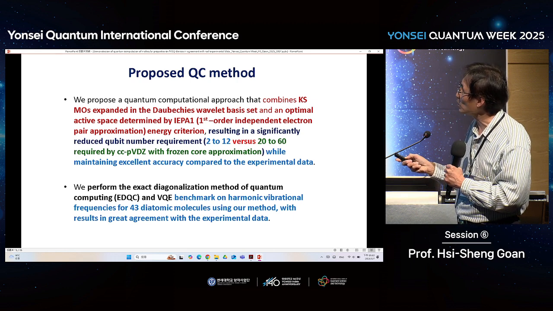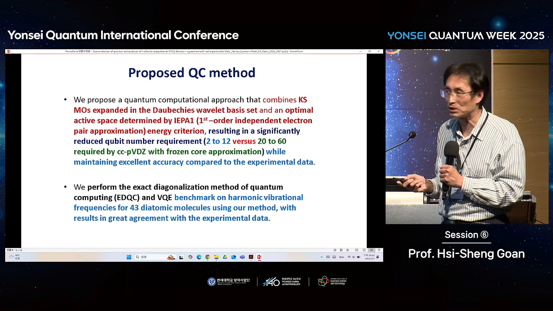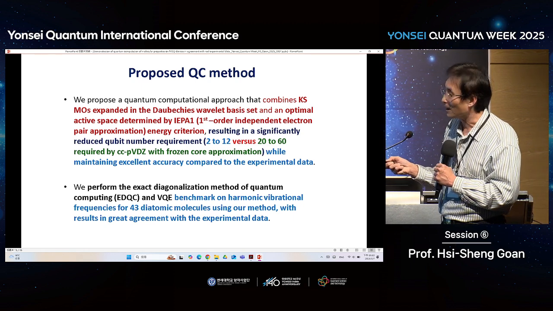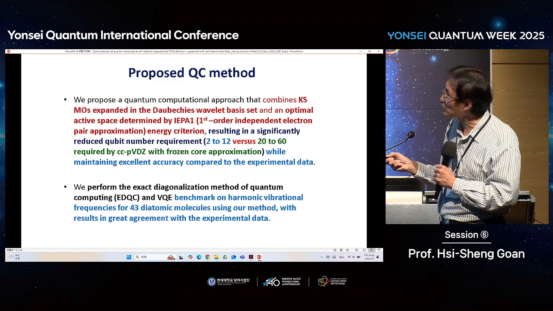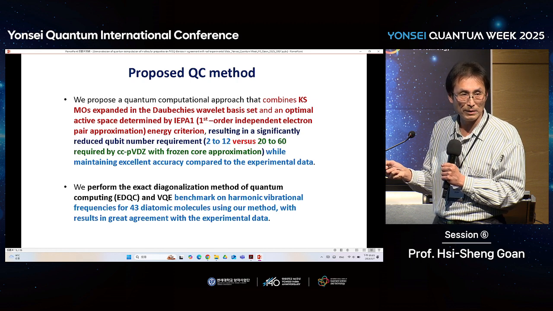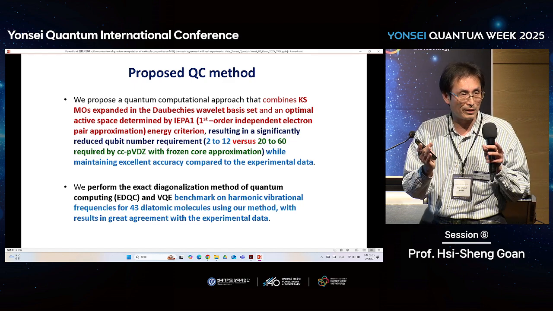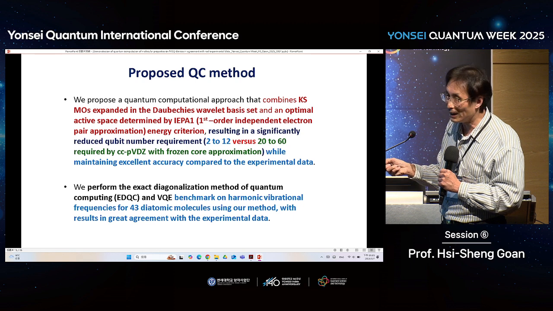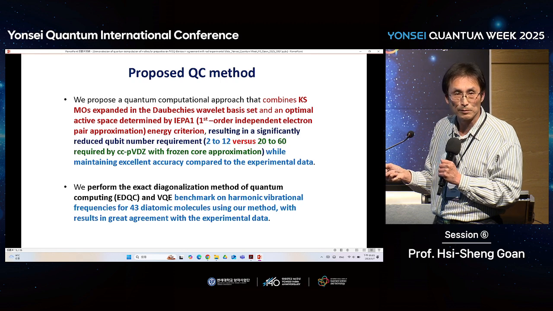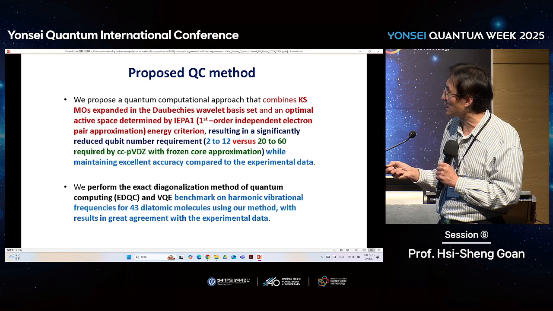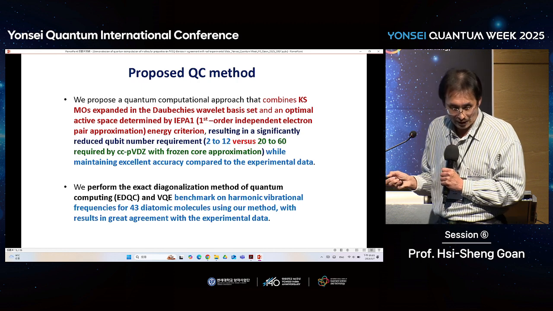And then second, we are only using a small number of orbitals to capture the high quality of the Hamiltonian, but still there is something missing if you only use the Hartree-Fock orbital. So we are using Kohn-Sham molecular orbitals. That means we introduce an exchange functional into our basis set, so that using a small number, we can get a more accurate result. The other one is, when the molecule becomes big, the number of qubits also becomes larger. So we also use this first-order independent electron pair approximation criteria to do the active space selection.